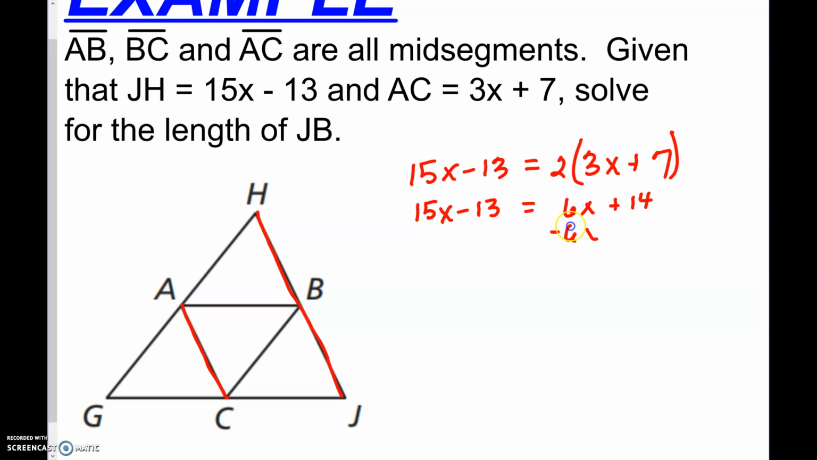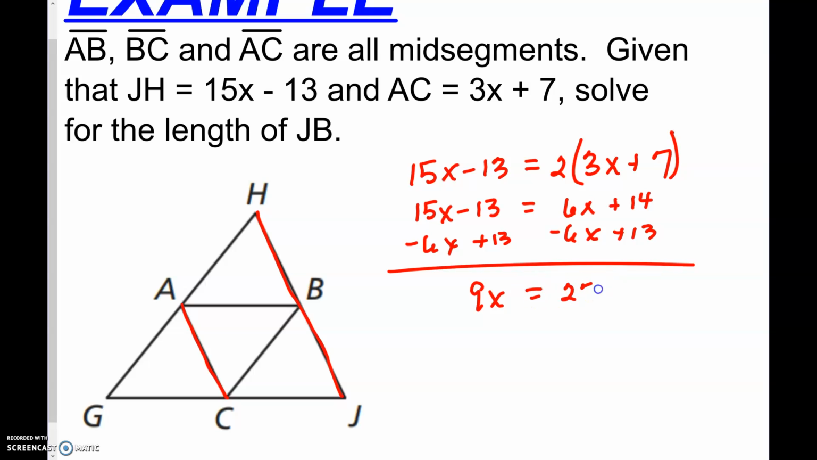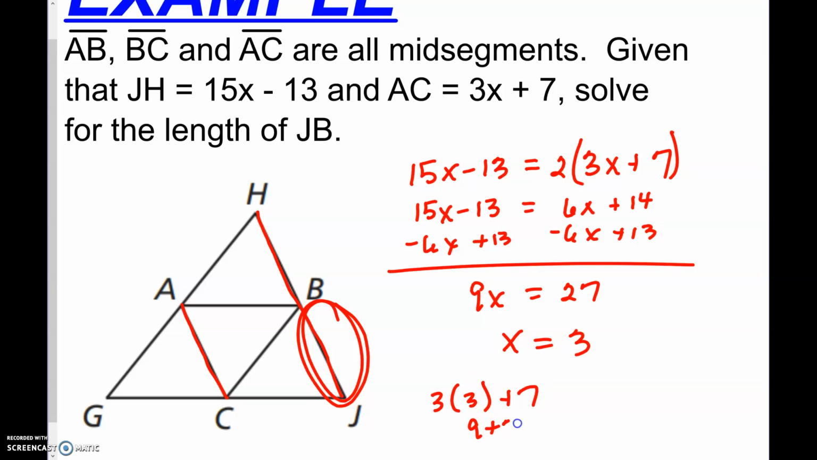I'm going to subtract 6x from both sides. So we get 9x, and I'm going to add 13. Looks like that's going to be 27. So x is 3. All right, now they want to know the length of JB. So what is JB going to be? I'm going to plug in my 3 in here. So this is 3 times 3 plus 7. So I have 9 plus 7. So it looks like JB is going to be 16.